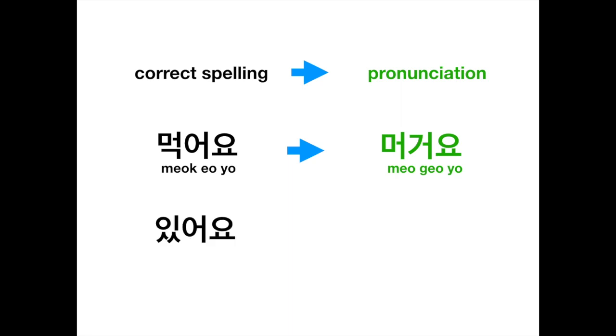Next, it-oyo. The pronunciation, though, becomes isoyo. The SS is T when final, but when medial, it is still pronounced SS, so isoyo, not it-oyo. Mogoyo means eat, and isoyo means there is, or have.